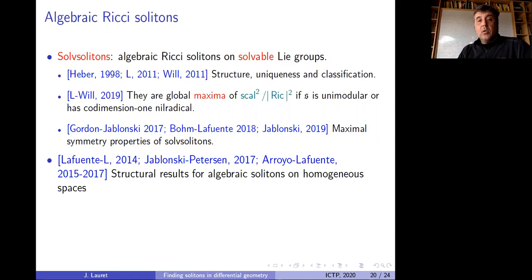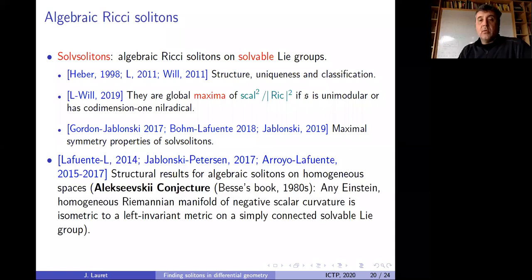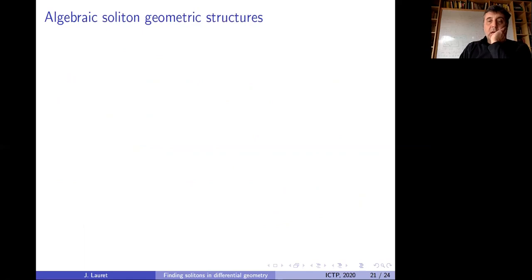And the only examples we know are solvsolitons, but we also have some structural results on homogeneous spaces and this famous Alekseevskii conjecture, one of the main problems in the field of homogeneous geometry, that any Einstein homogeneous space is actually a metric on a solvable group. It is very related with these structural results on solvsolitons, on algebraic solitons.